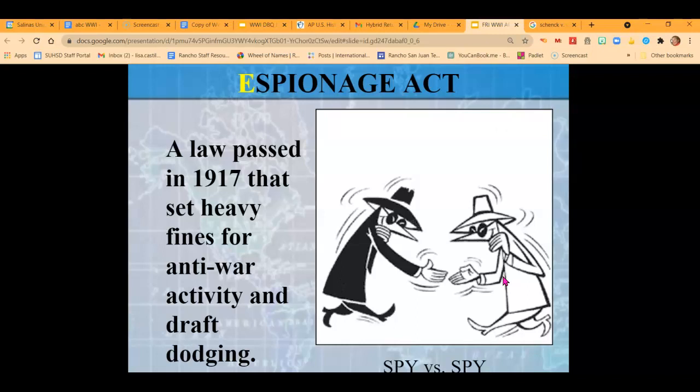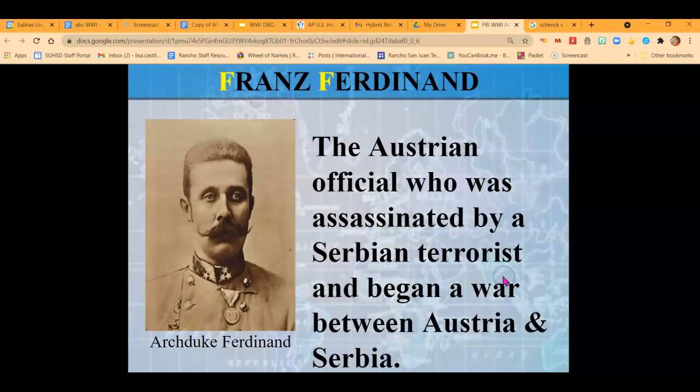It was a very heavy set of fines for any anti-war activity. So not just what we think of as espionage, like spycraft, right? I'm going to break in someplace, I'm going to take pictures all sneaky, and then I'm going to send them to the enemy. So it did include that, but it also included people who were just kind of heavily anti-war, or people who were draft dodgers.